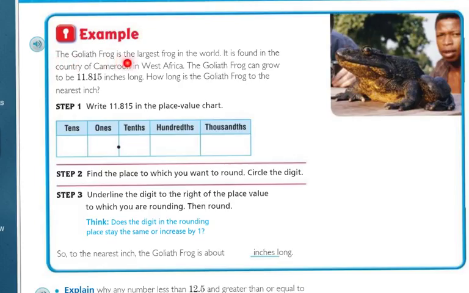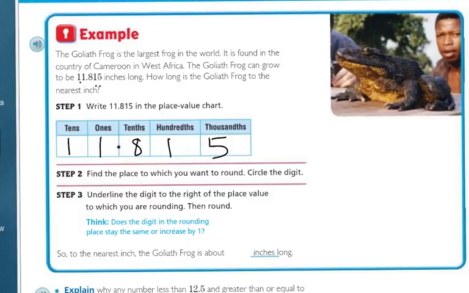Example. The Goliath frog is the largest frog in the world. It is found in the country of Cameroon in West Africa. The Goliath frog can grow to be 11 and 815 thousandths of an inch long. How long is the Goliath frog to the nearest inch? Well, first we're going to have to write it in the place value chart. Let's write it. In the tens position, I have a 1. In the ones position, I have a 1. In the tenths, I have an 8. In the hundredths, I have a 1. And in the thousandths, I have a 5.